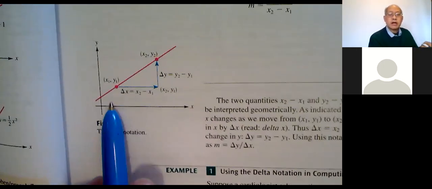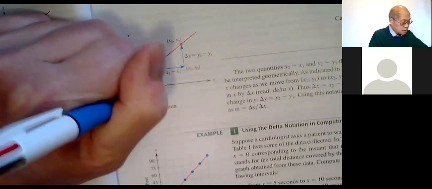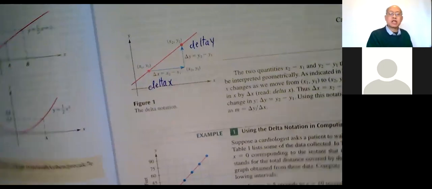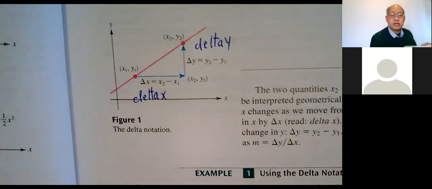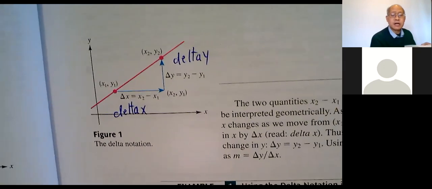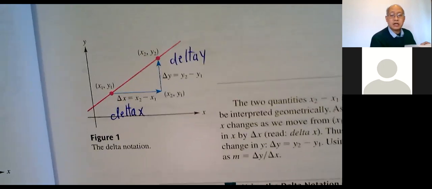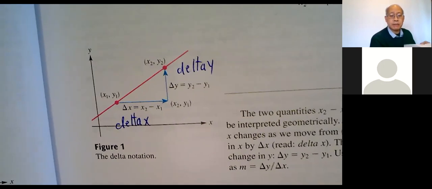The triangle x, we say delta x, D-E-L-T-A. So this is sometimes called delta x and delta y. Delta means change. So change in x, change in y. That triangle x is a Greek letter delta. Delta y is y2 minus y1. In case you've never seen that before, delta stands for change.